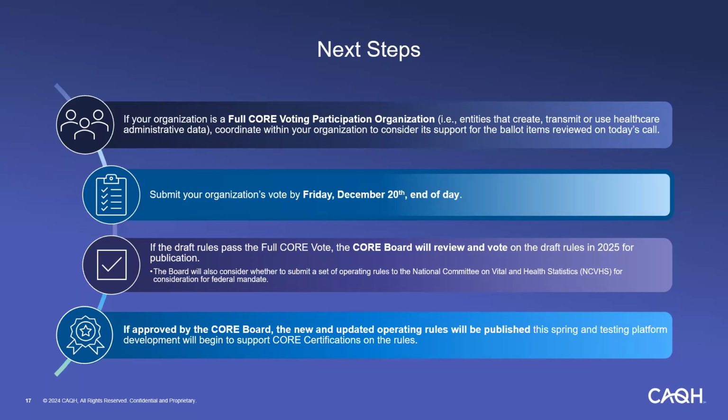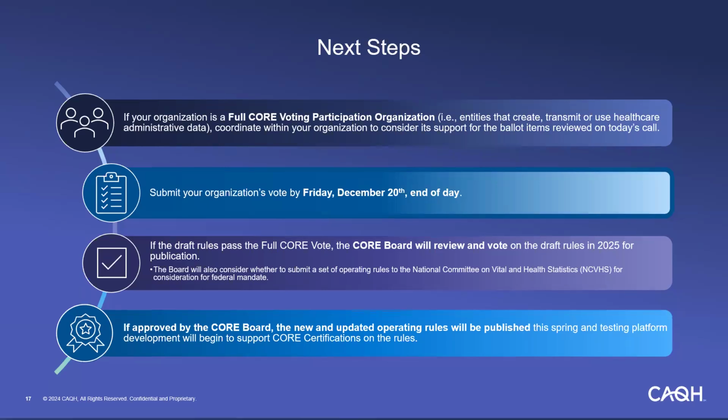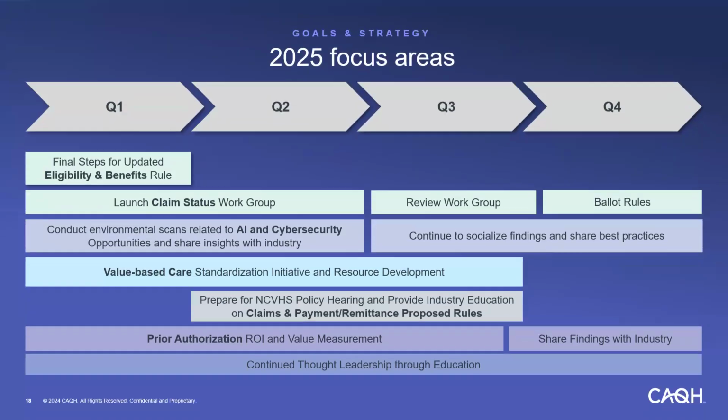So on the next slide, basically just a recap of what you can expect to see from us in 2025. We've already identified our CORE board. Our meeting has helped us identify the work that we're going to be doing next year. So we will finalize the eligibility and benefit rule in the first quarter. We will then launch our claim status work group.